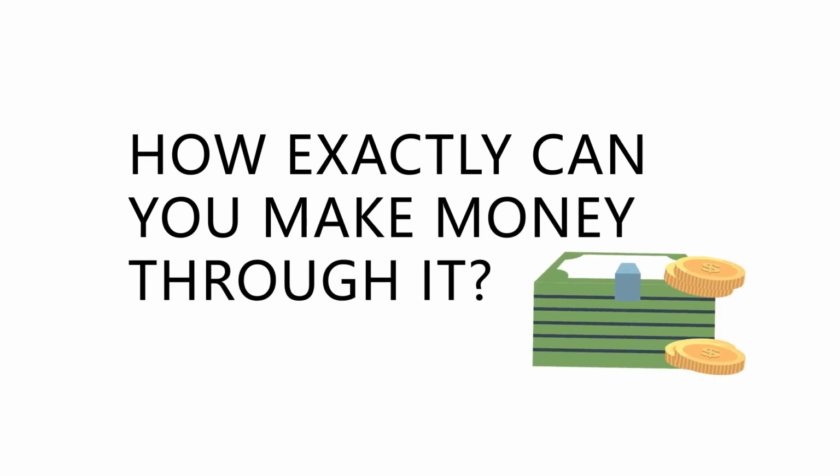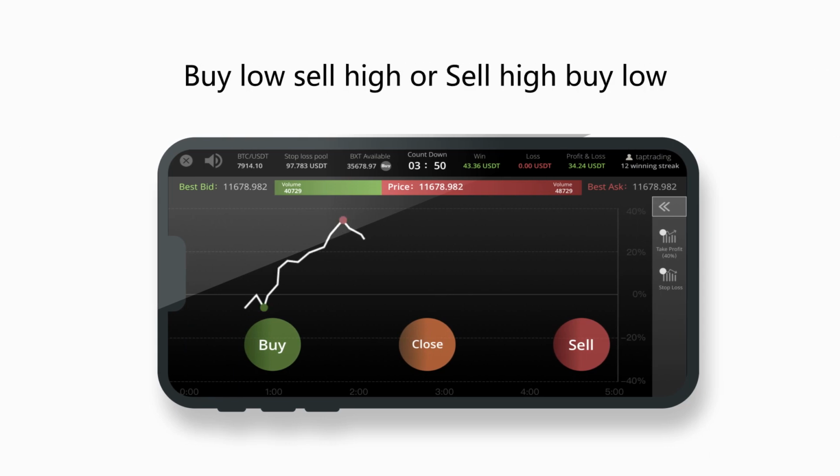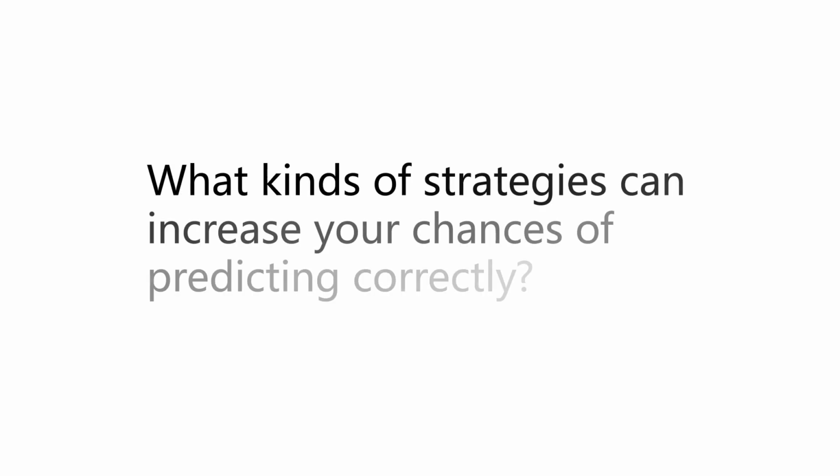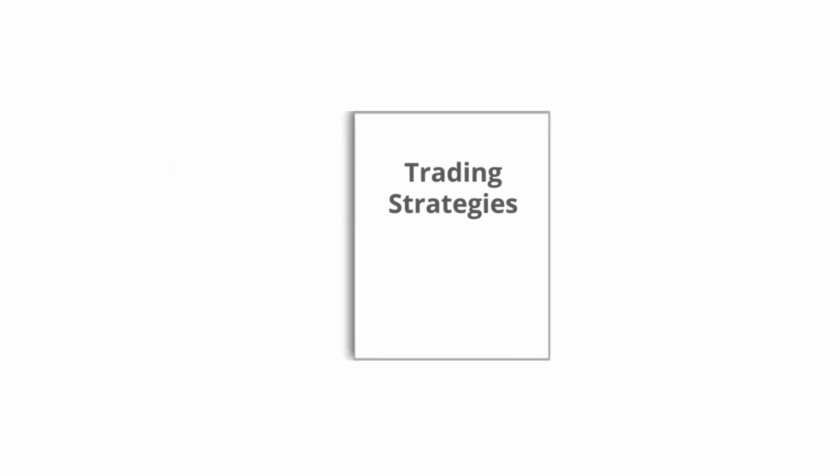Firstly, how exactly can you make money through this? It's quite simple, really. Buy low, sell high, or sell high, buy low. You can make money from the market no matter what the price does, as long as you predict correctly. Okay, so what kinds of strategies can increase your chances of predicting correctly? Let's go over some of the most basic trading strategies that we've gathered from our tap trading experts.